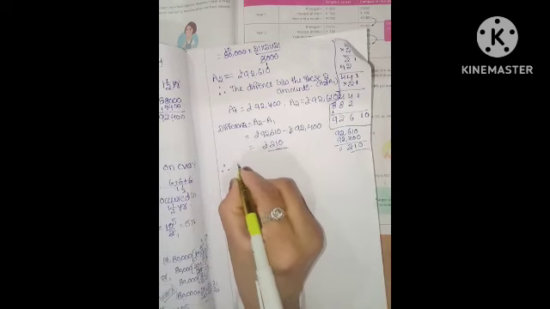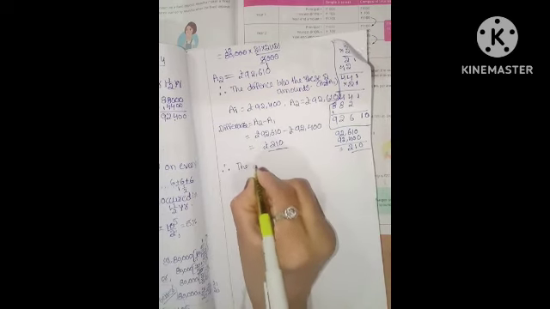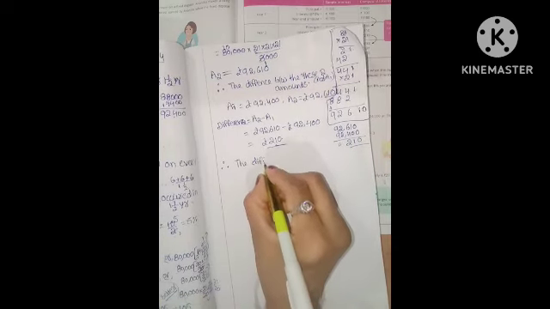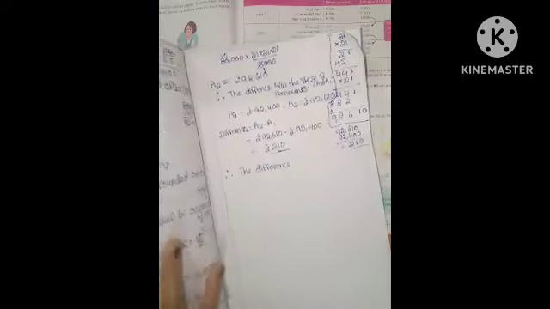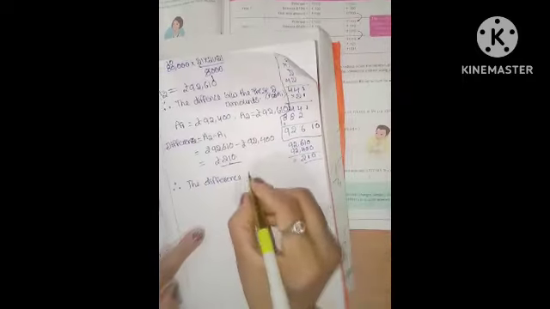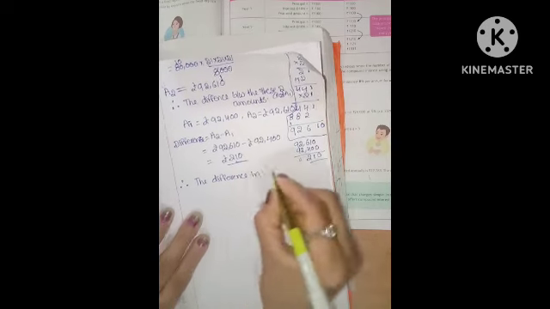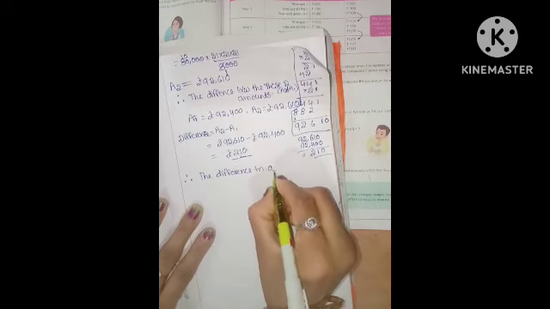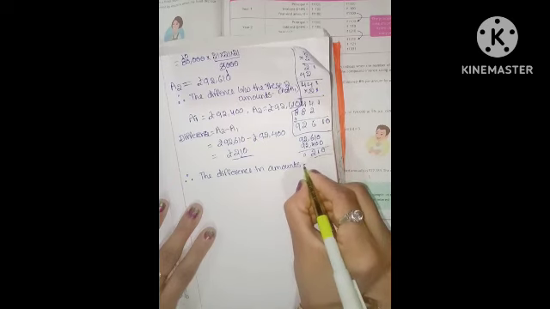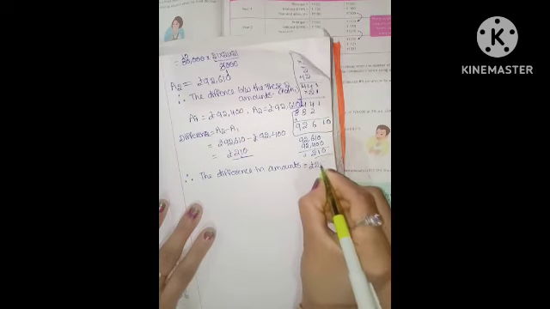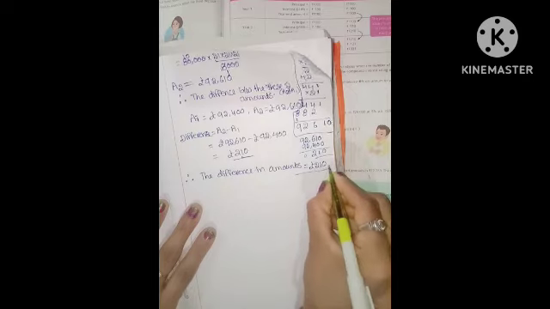Therefore, the difference, this is the final answer. We will get the final answer. What is asked in this question? Find the difference in amounts. The difference in amounts, both amounts, equals rupees 210. This is the final answer.